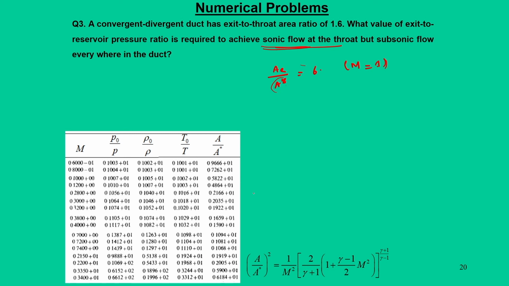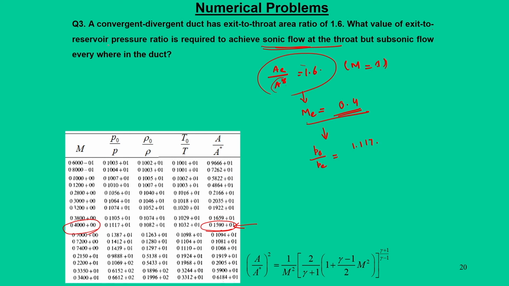So, for this area ratio of 1.6, we can record the Mach number here. We have found 1.59 close to this number. So, the Mach number at the exit is close to 0.4, and for this Mach number the table says that P naught by PE, the exit pressure ratio, is 1.117.